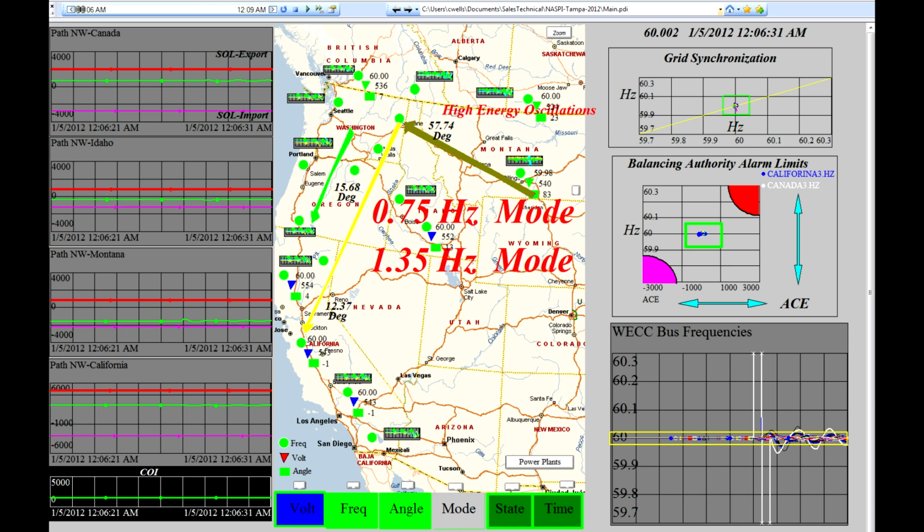Now we'd like to show a second view of this event, which is called a waterfall chart, and in the next you'll see a playback of that event.